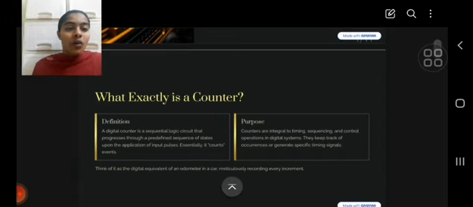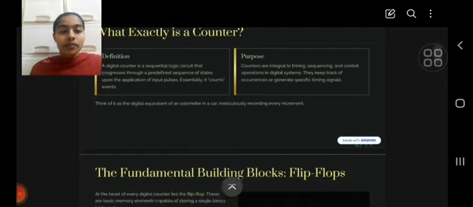Purpose. Counters are integral to timing, sequencing, and control operations in digital systems. They keep track of occurrences or generate specific timing signals.